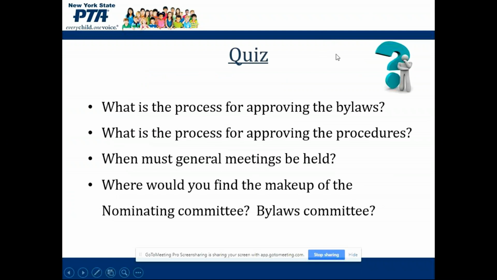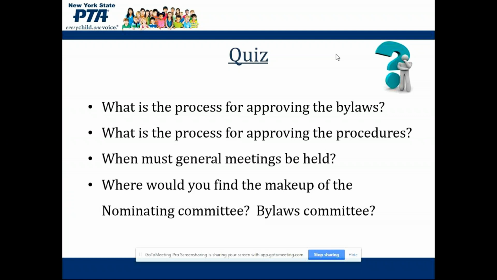So what is the process for approving bylaws? For approving bylaws, you must have a general membership meeting. That means anybody who is a member can vote at that meeting. You must give 30 days notice, and you must have a vote of two-thirds of the members present and voting. Remember, in PTA, we do not do absentee ballots, nor email ballots, nor phone-in ballots. It is members present and voting.